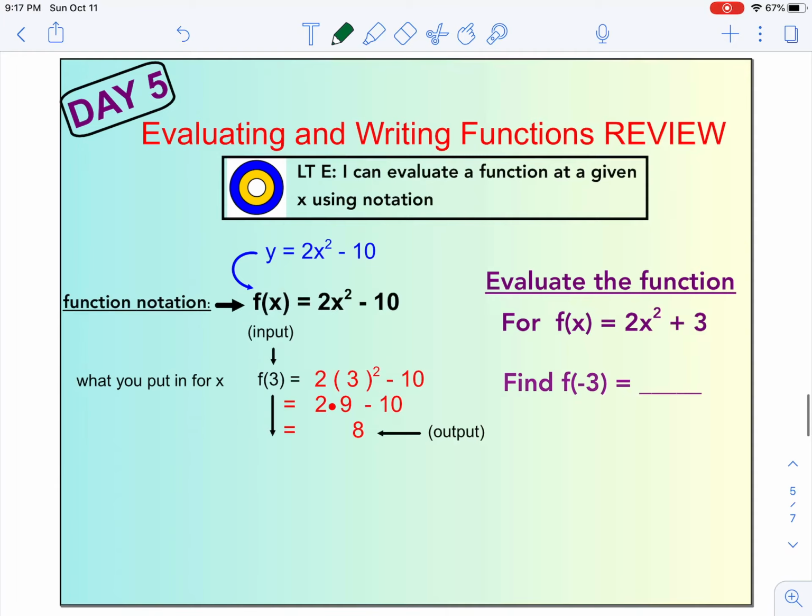And then this is just a quick little review of function notation. Remember this, when we have this notation, f of -3, that means we're taking our x and replacing it with -3. So f of -3 would be 2 times -3 squared plus 3. That's 18. -3 times -3 is positive 9 times 2 is 18. Plus 3 more is 21.